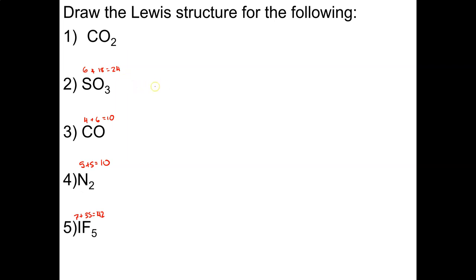So let's start with sulfur trioxide. Sulfur is your middle. Connect to the outside, 1, 2, 3 connections. That took up a total of 6 electrons. We have 18 left. So we're going to fill it outside, inside, right? 2, 4, 6, 8, 10, 12, 14, 16, 18.